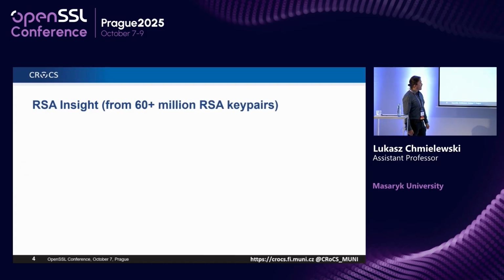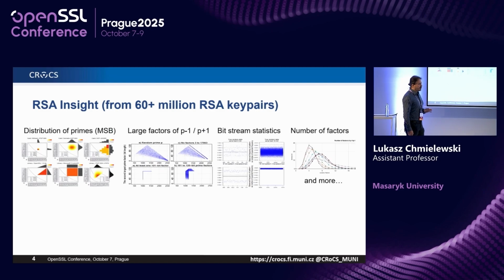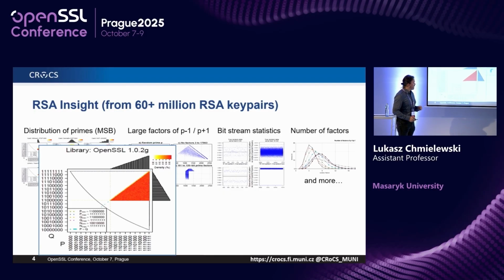Okay, so let me go to the RSA keypairs. In RSA, the private key is essentially P and Q, so 2 prime numbers, and then there is the modulus. I'm not going too much into detail here, but you can imagine that you can start running some statistics. For example, on the most significant byte, essentially, of both P and Q. So let us imagine that we have our OpenSSL.